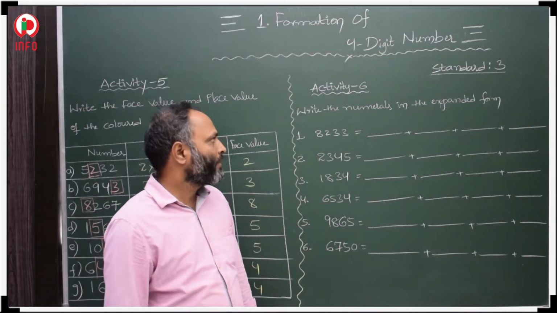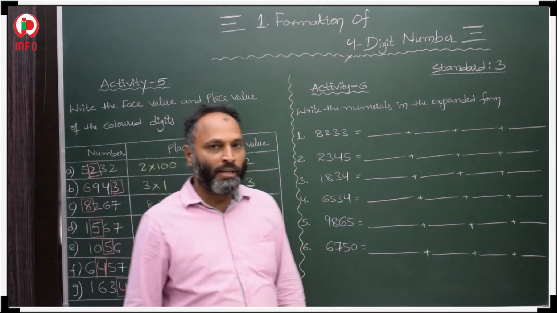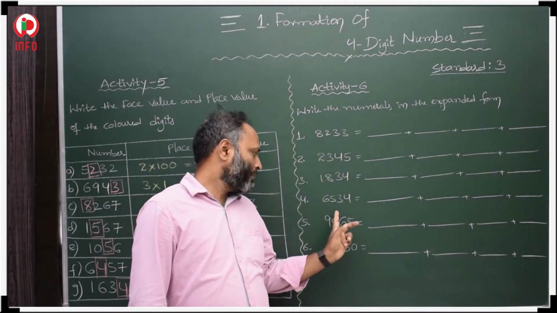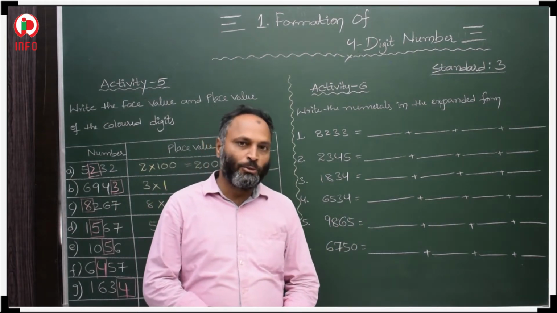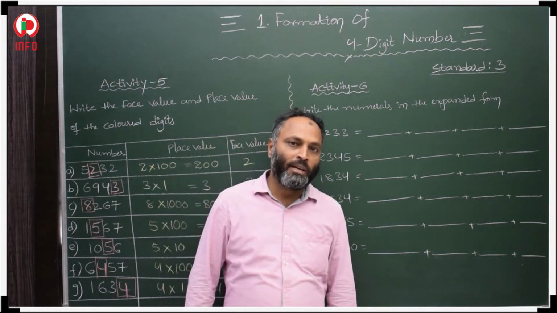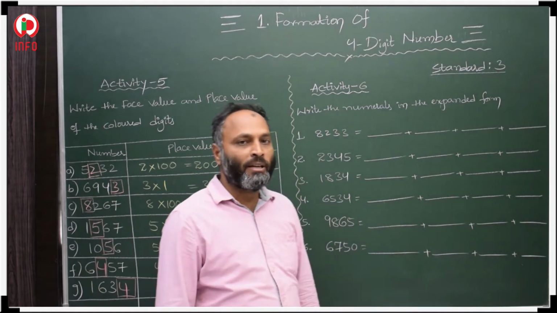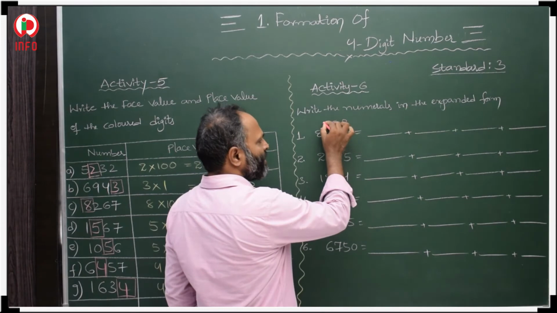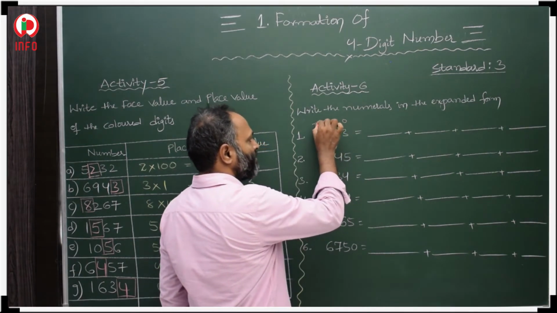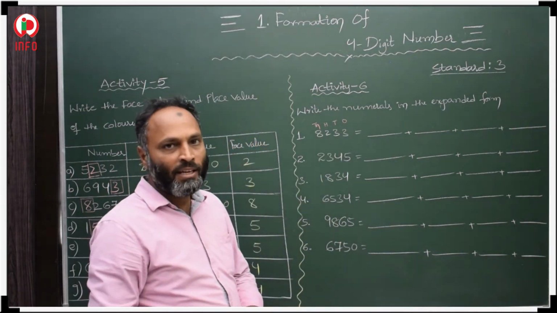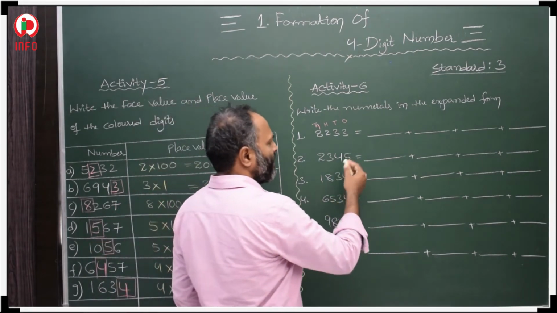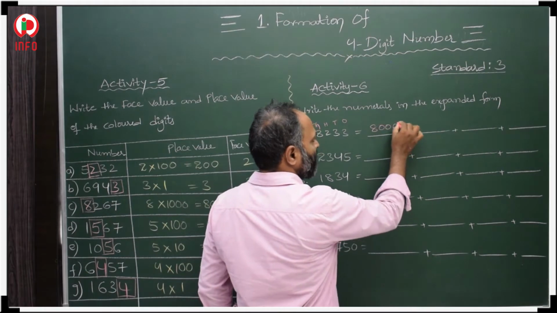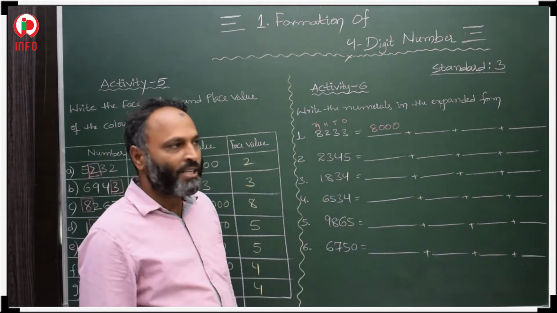Now the next activity: write the numerals in expanded form. Some numerals are given. These numerals we have to write in expanded form. How to write in expanded form? Just listen first. This is ones place, tens place, hundreds place, thousands place. 8 is in the thousands place. In expanded form we write 8000.